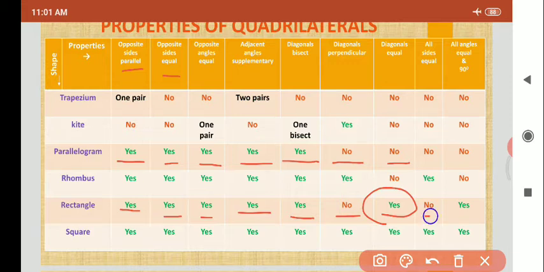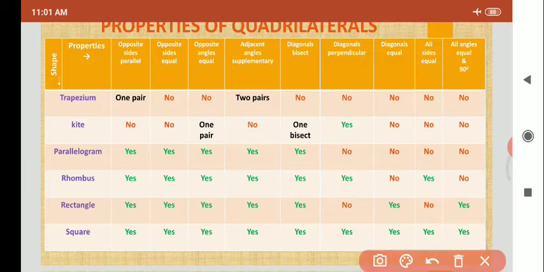All sides are equal, no. Here also no. And all angles, each angle is 90 degrees, yes, here also. So it means rectangle has more properties than parallelogram. Understand? Now we will discuss which one? Square. Opposite sides are parallel, yes. Opposite sides are equal, yes. Opposite sides are parallel, yes. Opposite angles are equal, yes. This one.